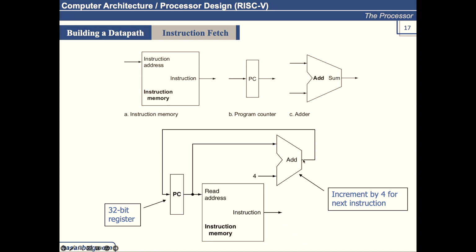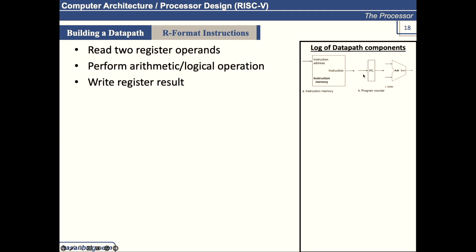Let's go to the R format instruction part. We are maintaining a log of components that we have already used, or some of the components we might need to use again, shown at the right of your screen. So in the R format instruction, we need to read 2 register operands, perform arithmetic and logical operations, and write the result back into the register file. What components do you think we should be using here? We have already seen this.